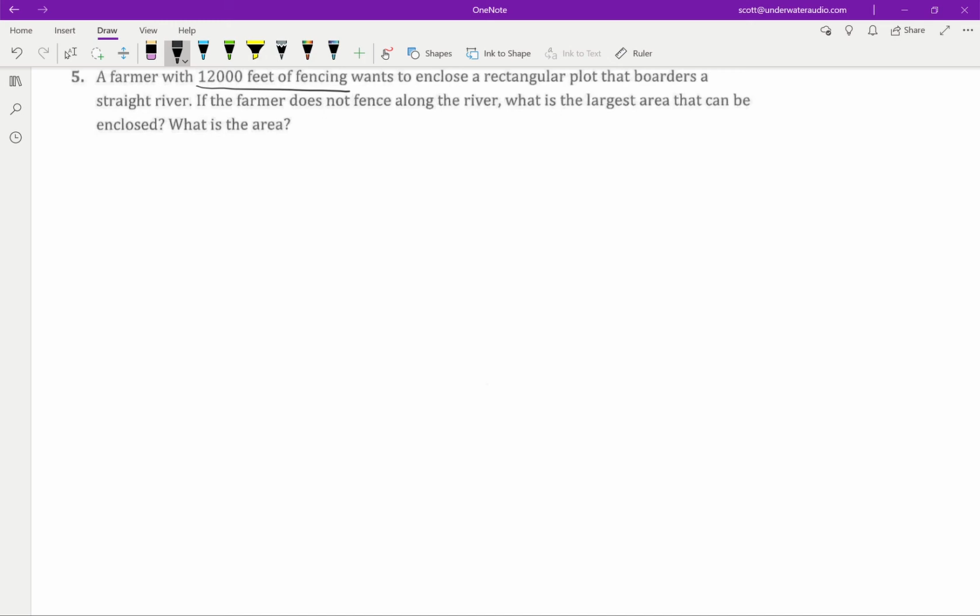All right, number 5. A farmer with 12,000 feet of fencing wants to enclose... Okay, actually, the 12,000 feet of fencing, that's probably the constraint. The reason I think that is because they only have 12,000 feet of fencing to work with. That's all that is there, and that's the thing that is holding them back. So that's probably the thing. So 12,000 feet of fencing, and fencing is kind of a perimeter. So I'm going to guess, this is just a guess at the moment.